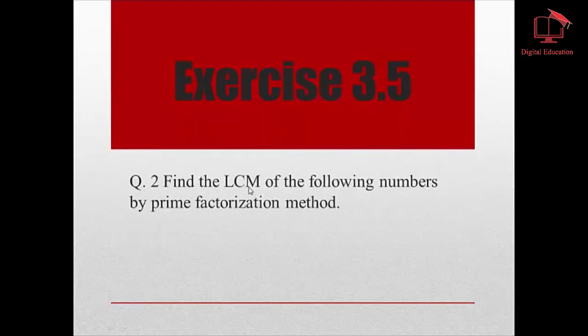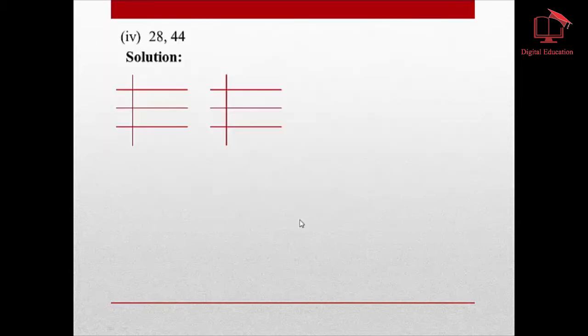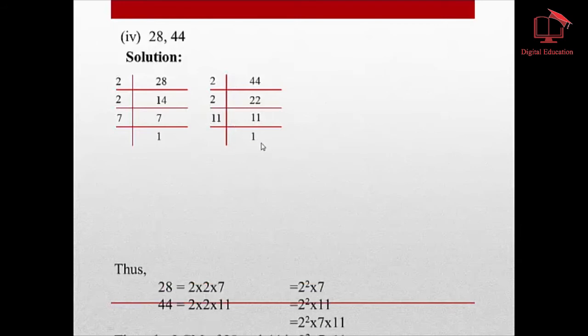Question number 2. Find the LCM of the following numbers by using the prime factorization method. Here we have two numbers 28 and 44. First we will find the prime factors of these two numbers. 28: 2 ones are 2, and 2 fours are 8. 2 sevens are 14 and 7 ones are 7. Same for 44. 2 twos are 4, 2 ones are 2, 2 ones are 2, 11 ones are 11.